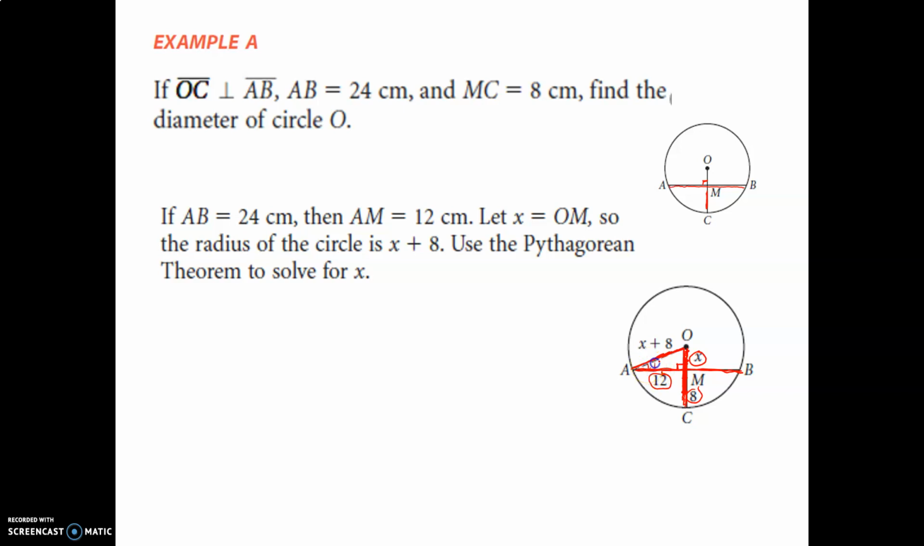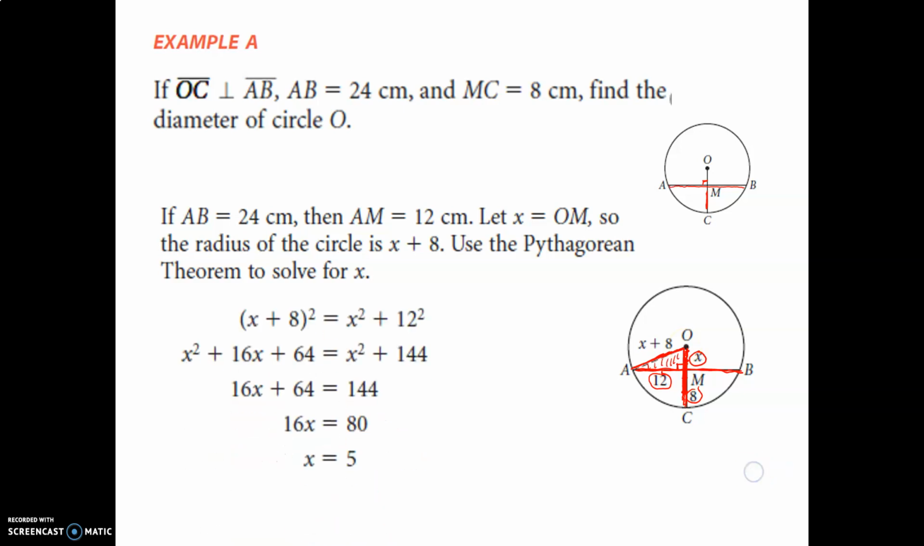So this here is a right triangle, and its legs are x and 12, and the hypotenuse is x plus 8. So now we can use the Pythagorean theorem to figure out what x is. They said x squared plus 12 squared is equal to the hypotenuse, x plus 8, squared. When I square x plus 8 times x plus 8, I get x squared plus 16x plus 64.